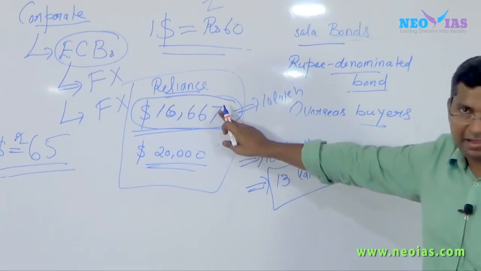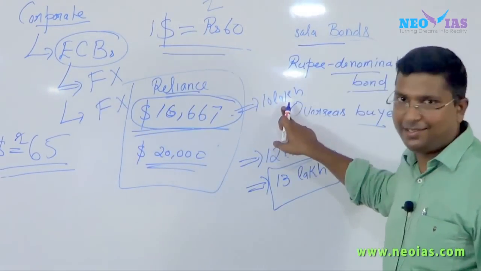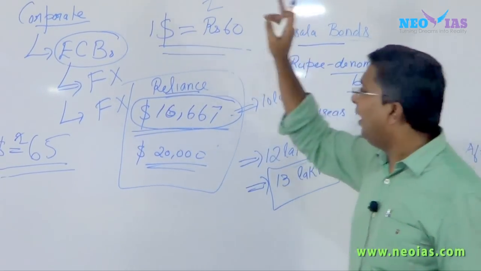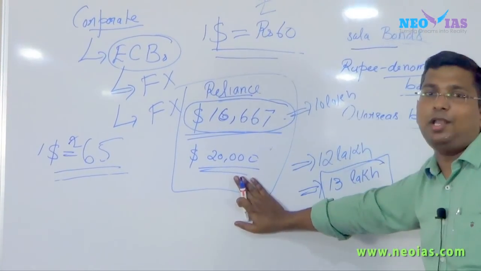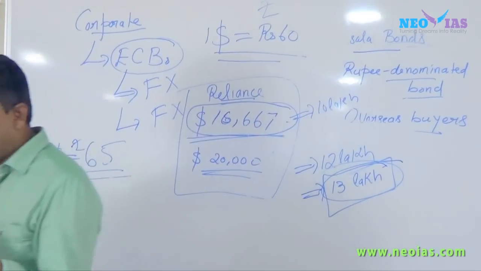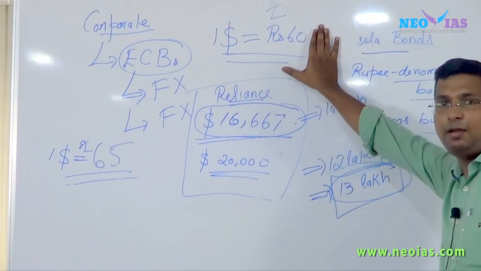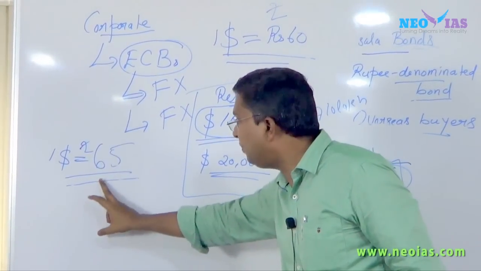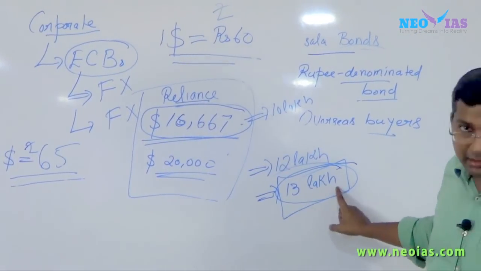When he borrowed money using this method of external commercial borrowing, he raised a fund of $16,667 and got 10 lakh rupees. But the rupee has depreciated to 65, and now if he wants to pay back $20,000, what does he require? He requires 13 lakh. So his business plan got changed. He was expecting that the rupee value would continue at 60 only, but over the 2 year period it depreciated to 65 rupees.